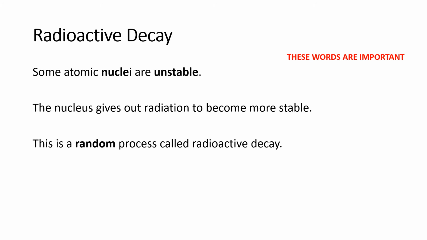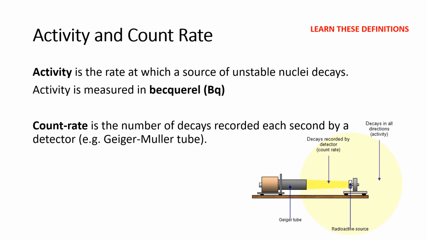Some atomic nuclei are unstable, and they throw out radiation to become more stable, and this random process is called radioactive decay. There's a difference between activity and count rate. Activity is the rate at which the source of the unstable nuclei decays, and it's measured in becquerel. But radioactive materials give out radioactivity in all directions. If you have a Geiger-Müller tube recording it, it can only record the radioactivity going in one direction towards it. So the count rate is the number of decays recorded each second by a detector.